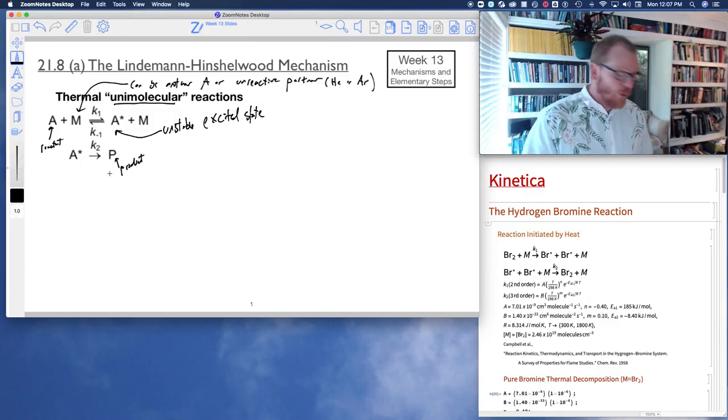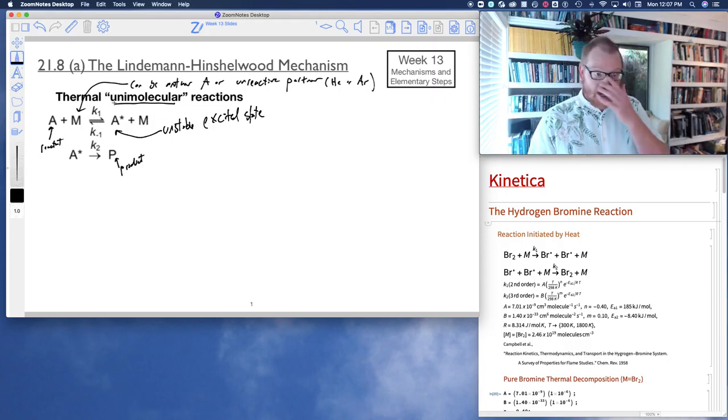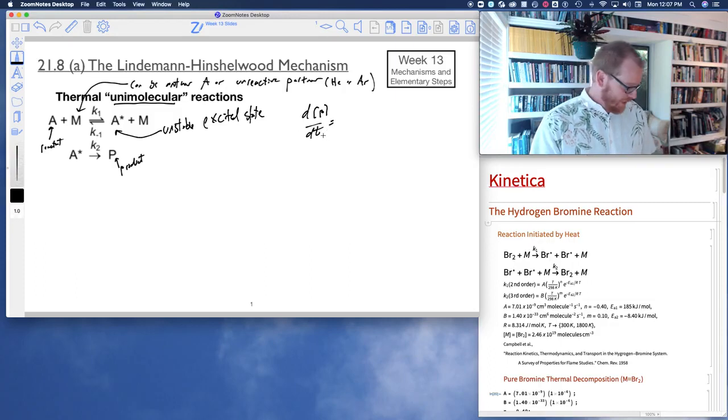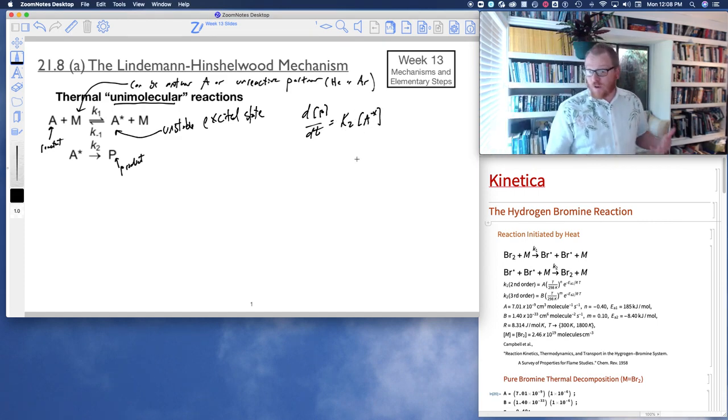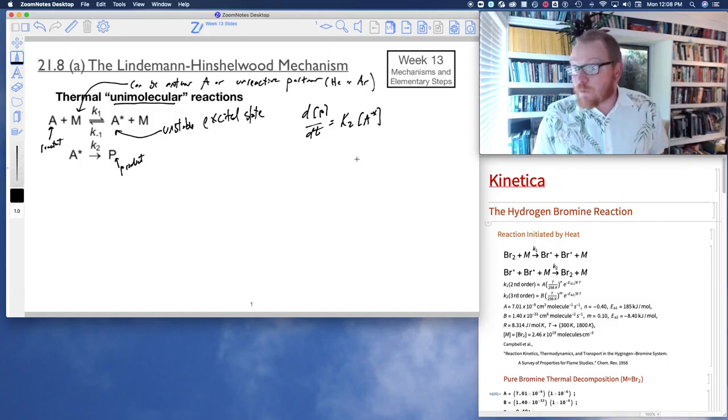If we solve for the steady state of A, because this is a really good example of when we can use the steady state approximation, first we'll note the rate of product formation, dP/dt. We'll write that as K2 times A star. However, A star is an unstable excited state. It's going to be really difficult to measure that. So computing the rate of product production is going to be dependent on this rate of excited state formation.